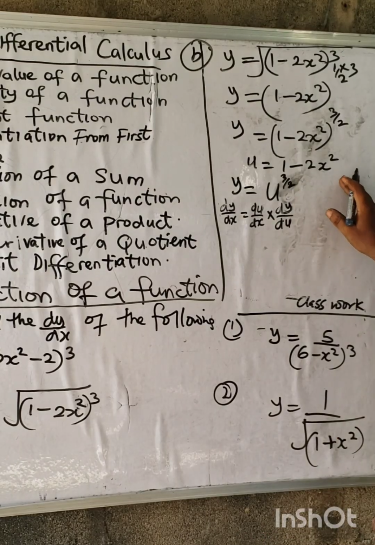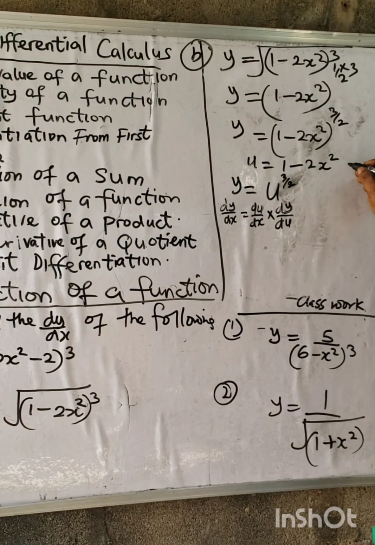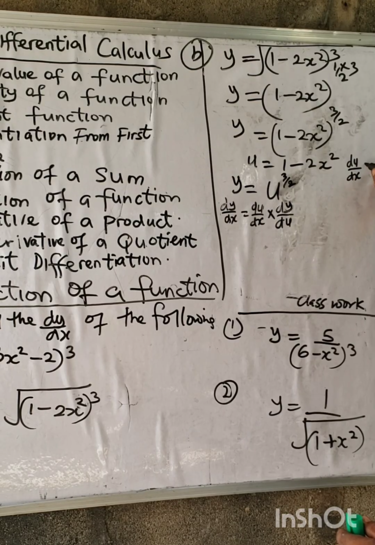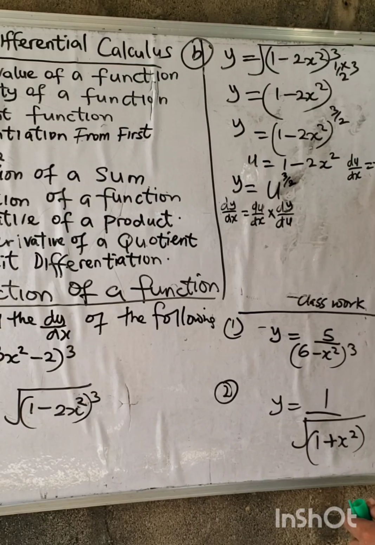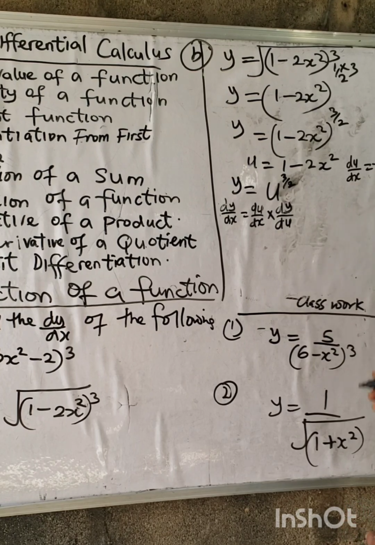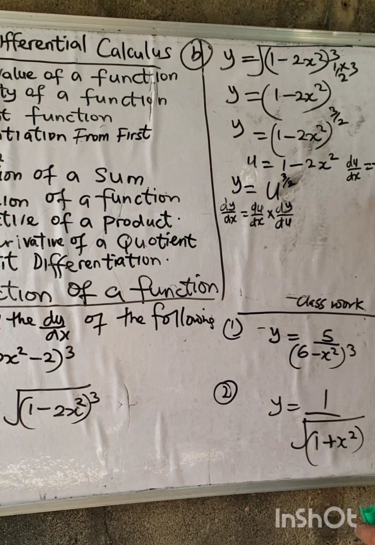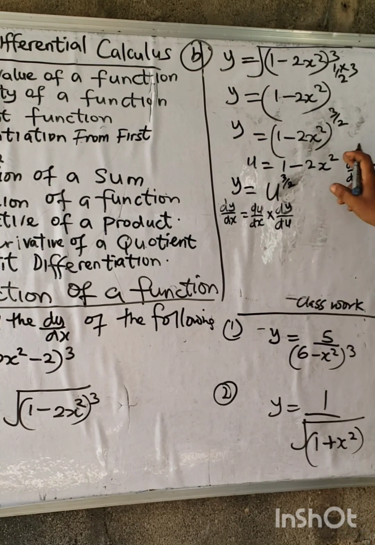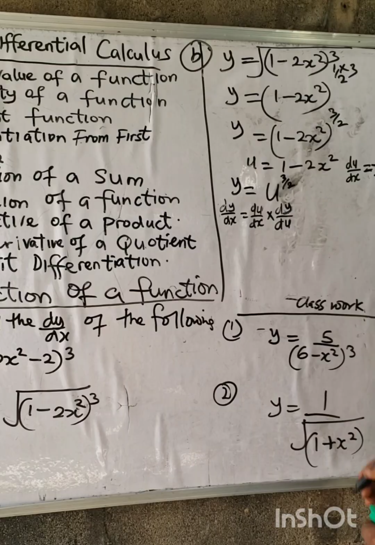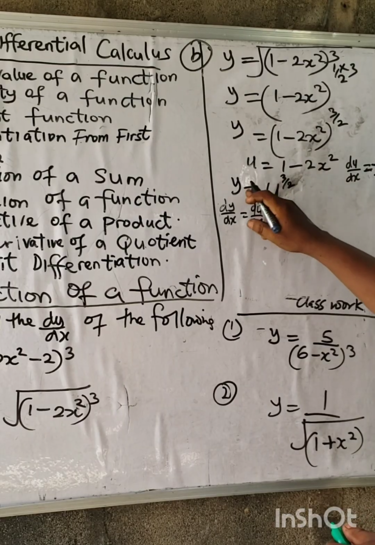Now let us differentiate. du/ds is what? 2 times 2, that is minus 4s. Why is it minus 4? 2 times 2 is 4, and 2 minus 1 gives the power 1, that's why we have minus 4s.